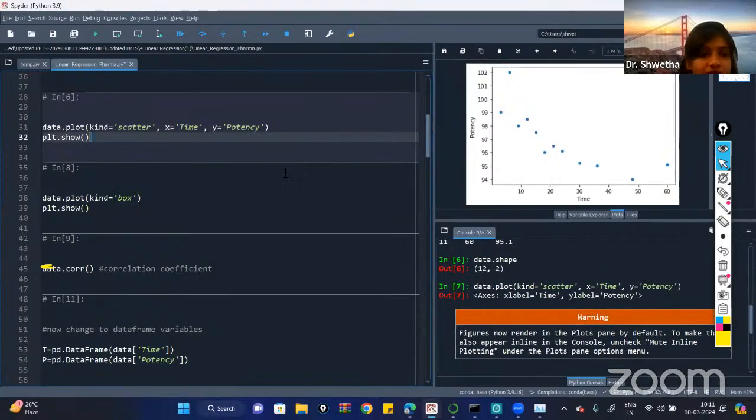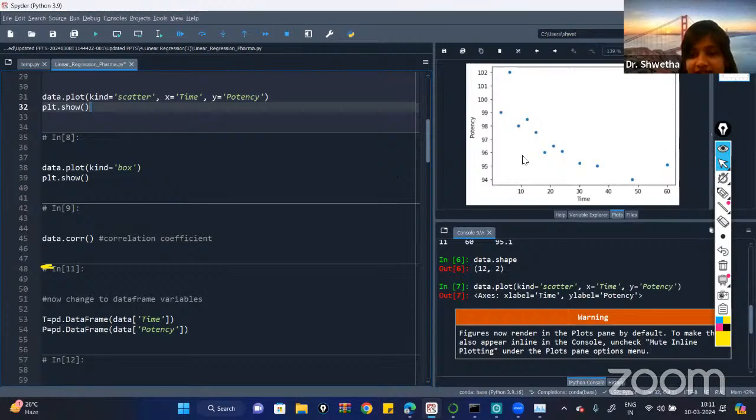Now, once we have seen that there is a relationship, it is not scattered. The data points are not randomly scattered. There is a relationship, and that relationship here is negative correlation. However, there is a relationship.